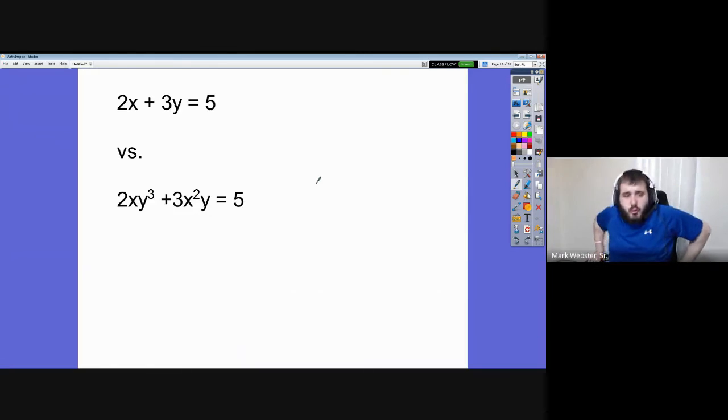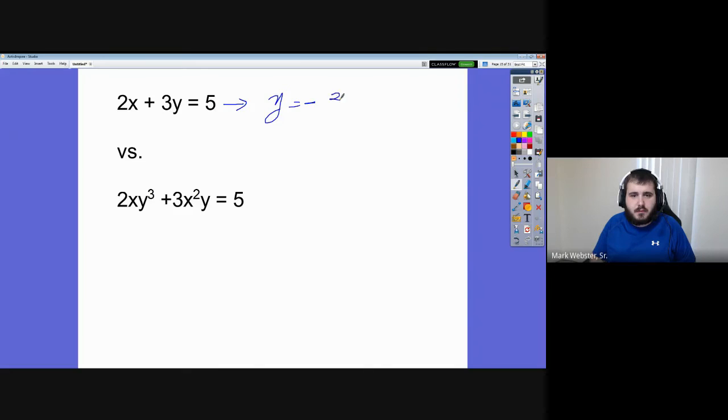Now, this first one, we can just rewrite and make it look all nice, and then we can take the derivative and find the slope of the function. And that's easy, right? The derivative, this part goes away. The derivative of x is 1, so we're left with negative 2/3 for our derivative.